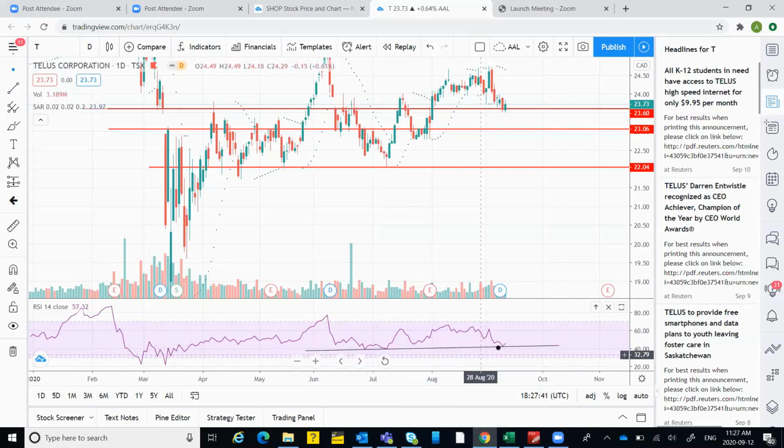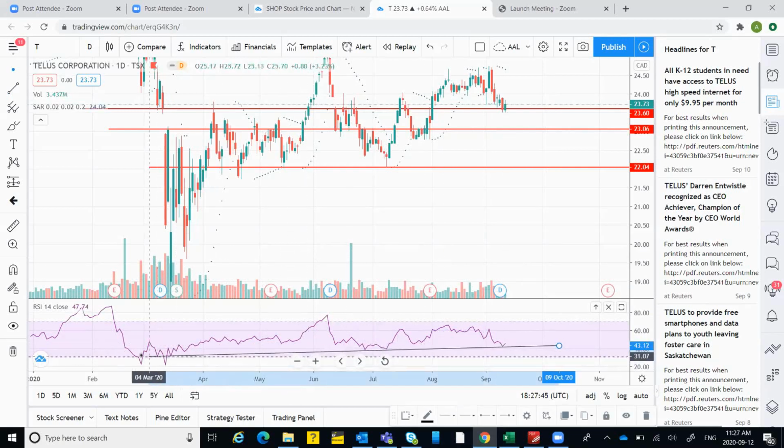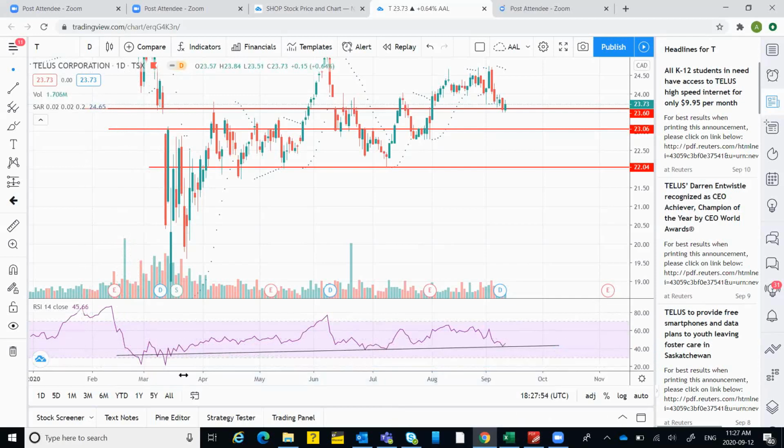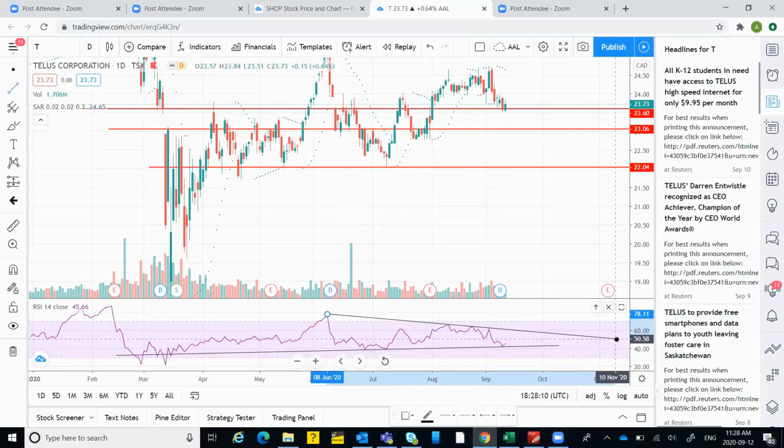Okay, so it seems that RSI has also taken a support at this level. If we pull it back to do some back testing, yes, it follows that. It follows that here as well, at this point, and then it has taken another turn from this point, which follows this trend line, and it has started going upside.